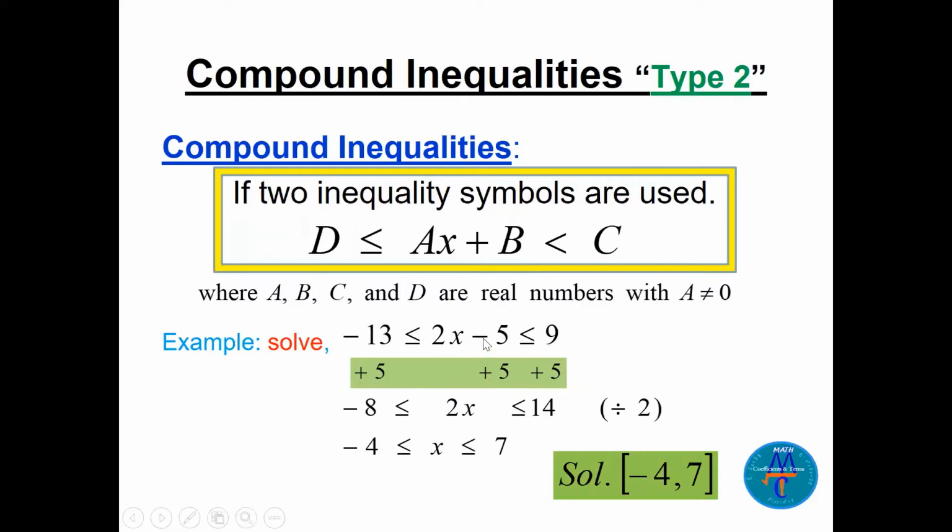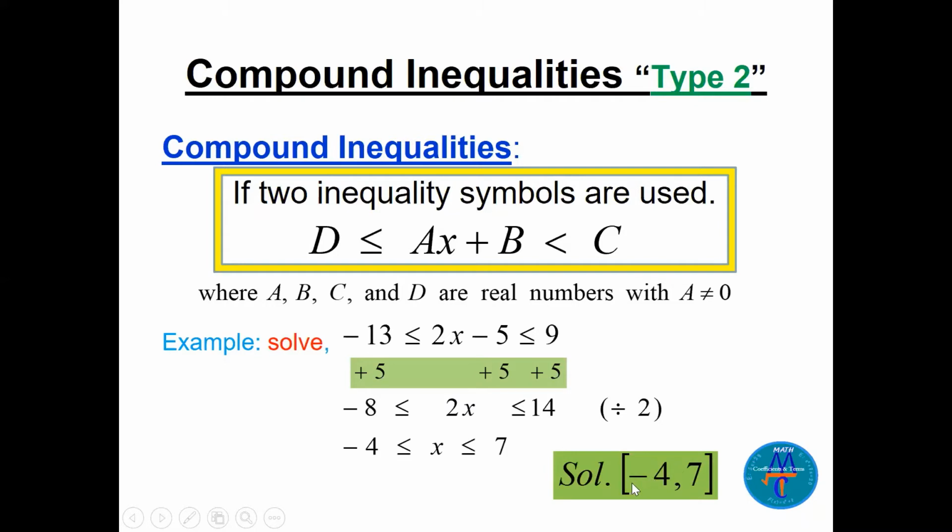Now we have to remove this minus 5. So I add 5 on each side. We have 3 sides here. See, 5, 5, 5. If you have minus 7, you add 7, 7, 7. If you have plus 17, you subtract 17, 17, 17. Now here we divide by 2. So x between now, see the final solution, between minus 4 closed to 7 closed. These are the values of the x.